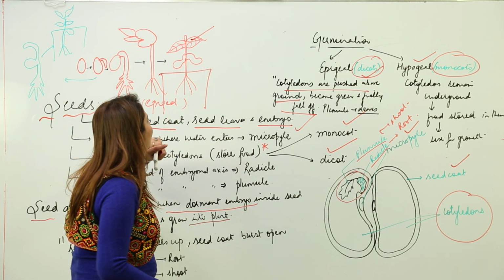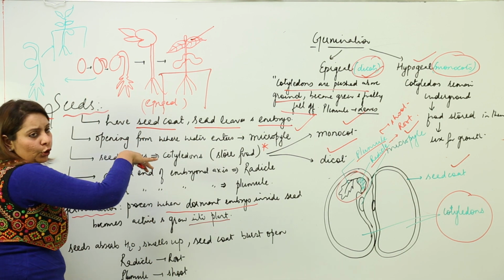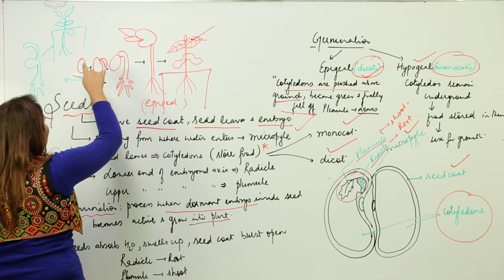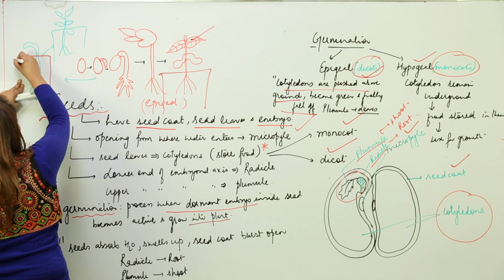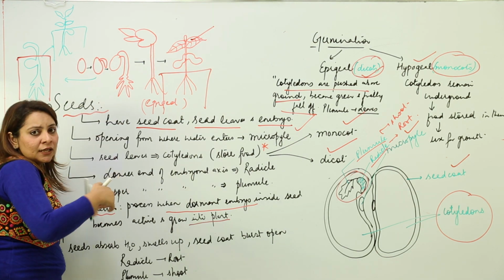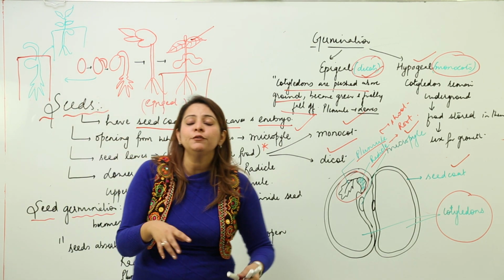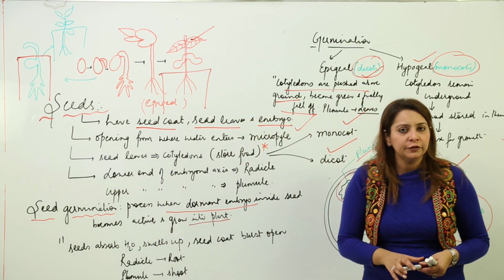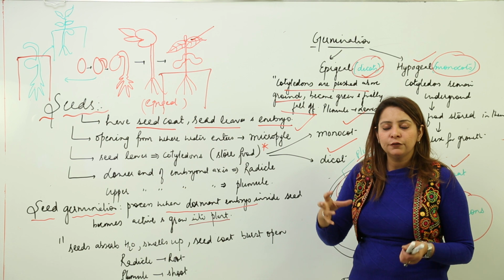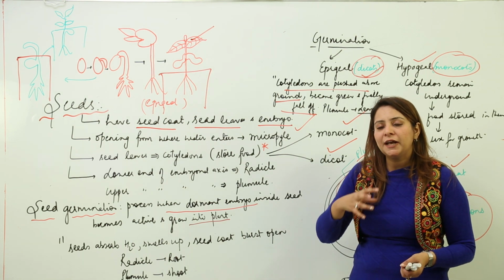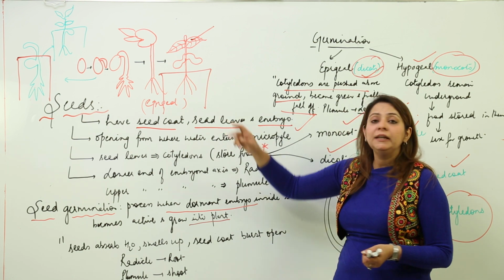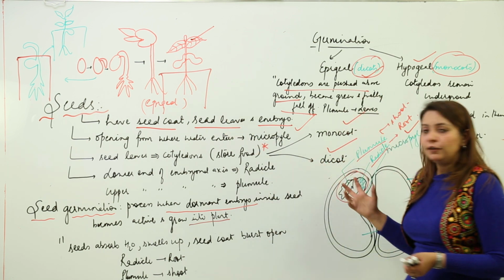But in the hypogeal, what happens? The cotyledons lie inside the soil only. Suppose this second stage is occurring in the soil, and this is also present in the soil only. It gives rise to a plant, and the cotyledons remain inside the soil. They have food stored in them, and that food is used up for the growth of the plant, and they don't fall off like that. The food stored in them is supplied continuously to the plant, which helps in the germination. It is seen in the monocot plant. So these are the two kinds of germination.